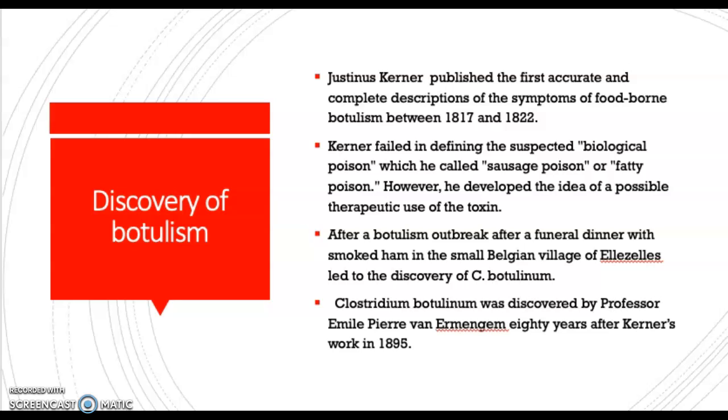So the discovery of botulism. Justinus Kerner was a German poet and district medical officer between the years of 1817 and 1822. Kerner published the first detailed and finalized description of symptoms of foodborne botulism. Kerner did not succeed in defining the questionable biological poison, which he called sausage poison or fatty poison, although he established the idea of possible therapeutic use of the toxin.